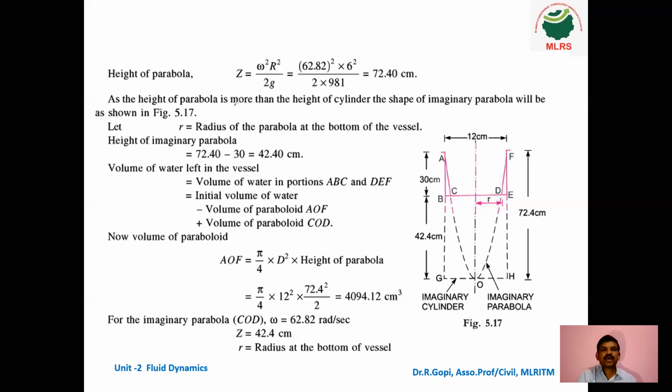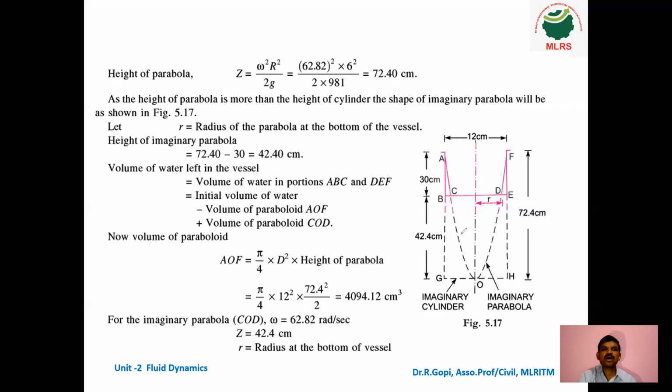As the height of parabola is more than the height of the cylinder, the shape of the imaginary parabola will be as shown in the figure. This is the imaginary parabola from here to here. Now let r equal the radius of the parabola at the bottom of the vessel. What is meant by r? It is the distance between the center point of the container to the D point.